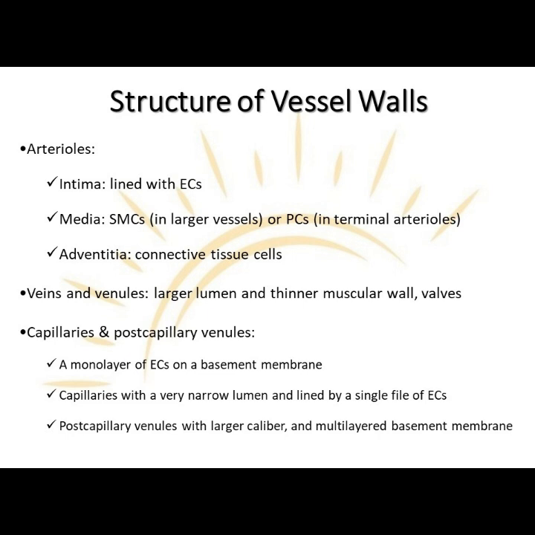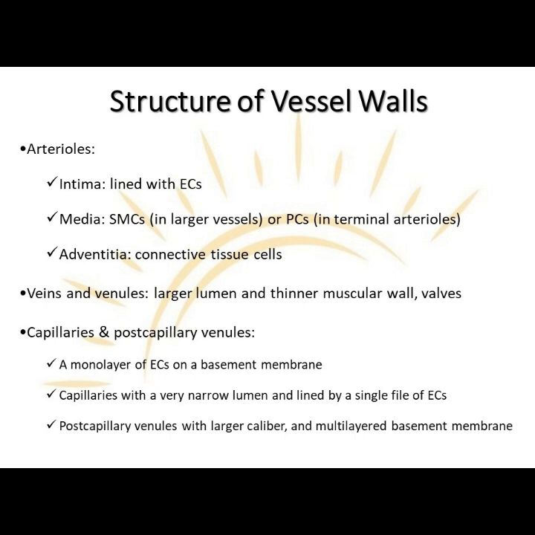Structure of vessel walls. Arterioles. Wall has three layers. Intima is lined with endothelial cells. Media consists of smooth muscle cells in larger arterioles, or pericytes in the smaller terminal arterioles. Adventitia is the outer connective tissue layer. Veins and venules. Structurally similar to arterioles but with larger lumen and thinner muscular walls. Also contain valves to prevent backflow of blood.